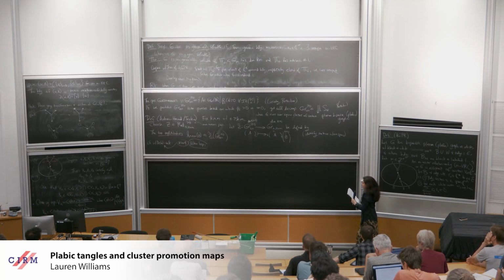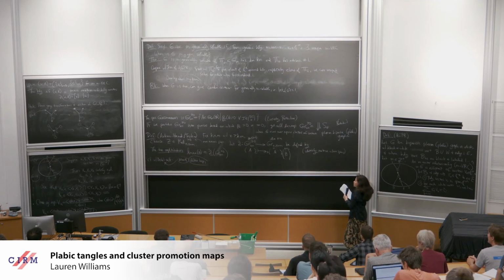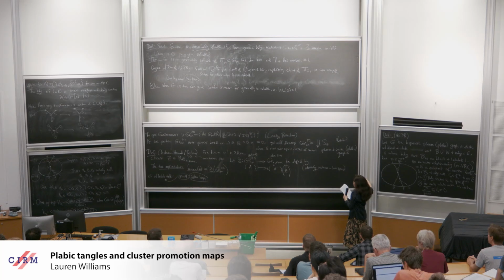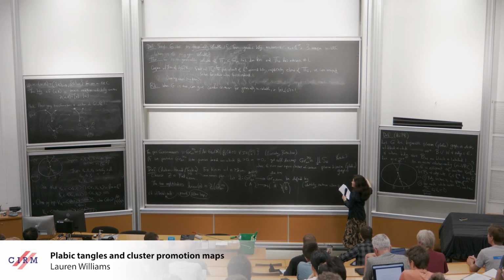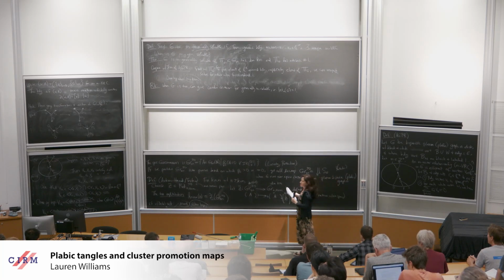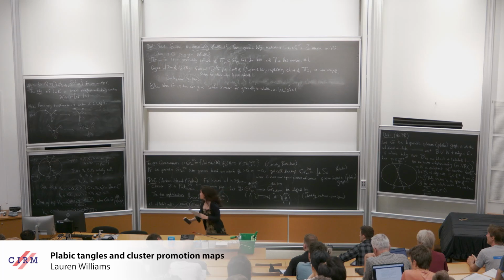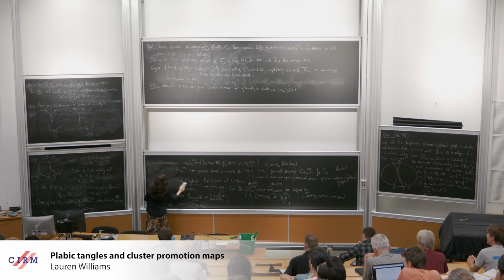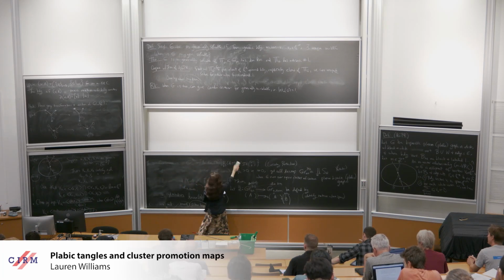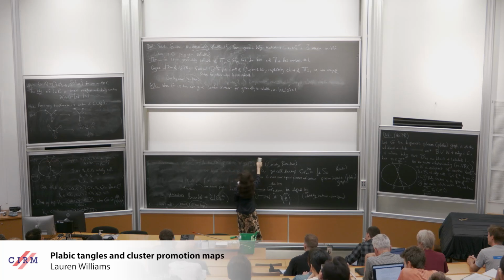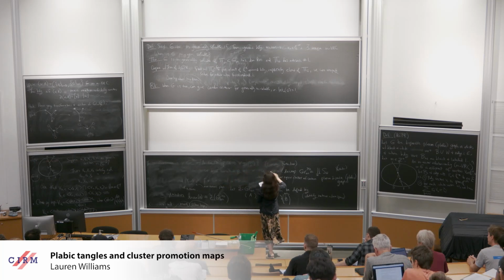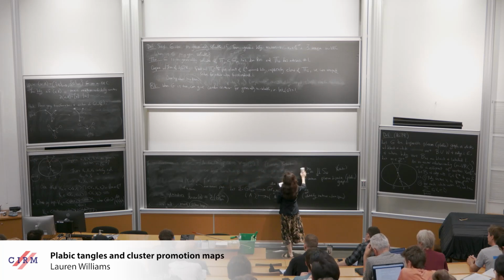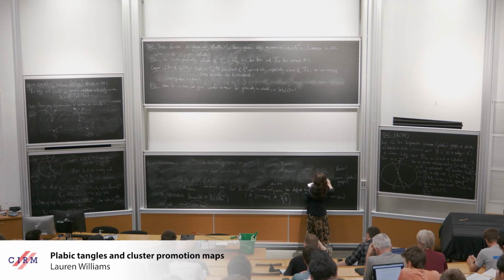And this Plabic tangle is going to use the data of a Plabic graph together with some additional disks that we put in the interior of the faces. And each disk is going to represent a copy of a little Grassmannian. So if you're familiar with Plabic graphs in a disk, you know that the n boundary vertices tell you about the n in a copy of GR(k,n).